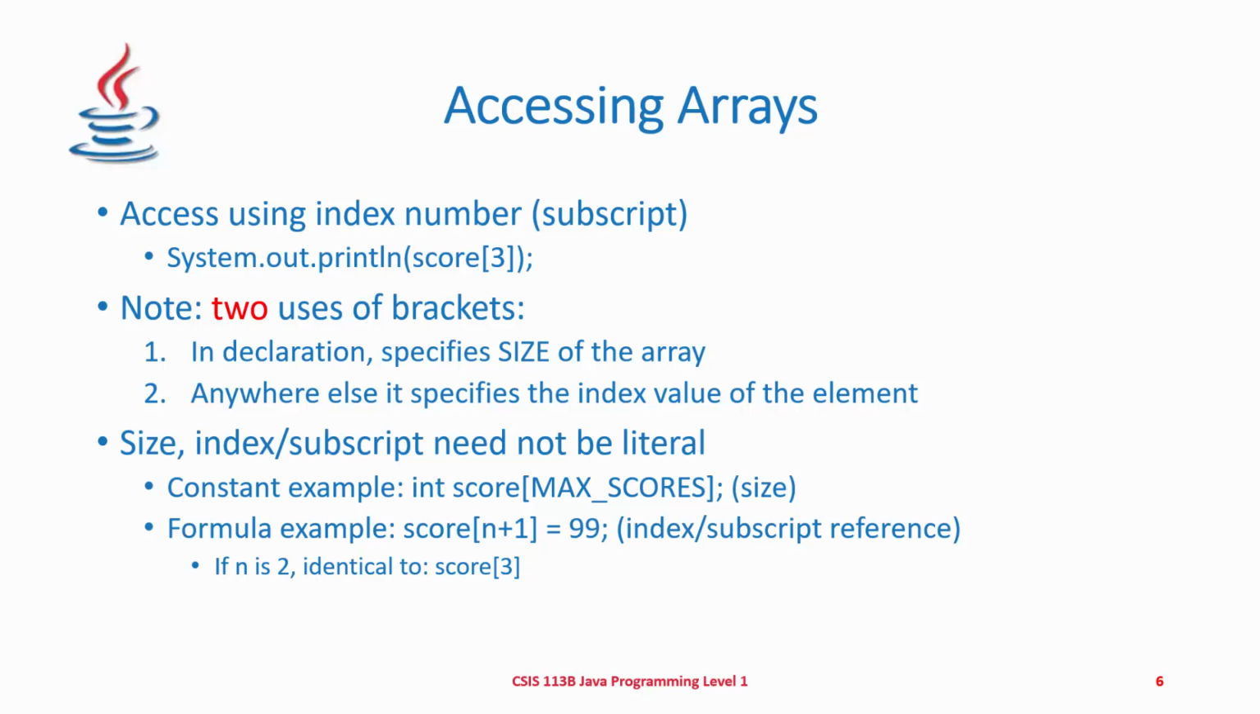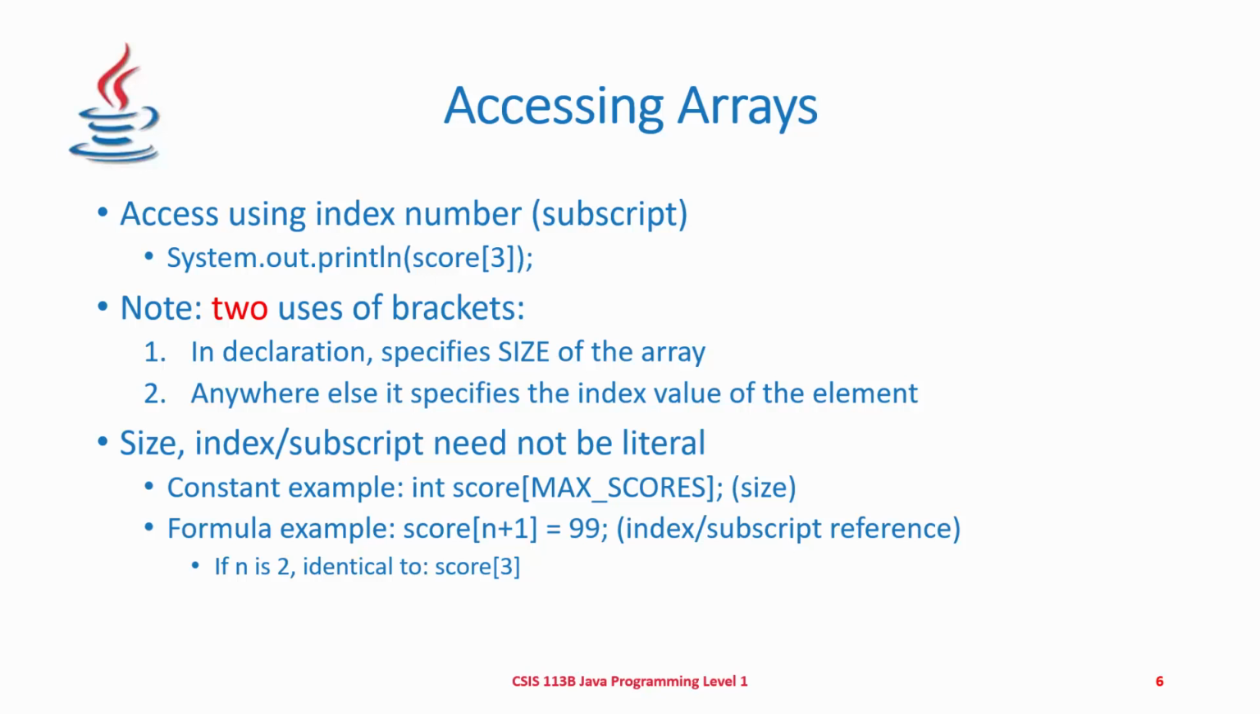Now remember that since we're starting at 0, another way to refer to that would be that we're getting the value from the fourth element in the array named score. Now, when you don't have a lot of experience with arrays, it may be kind of confusing for you at first. There are two uses for the square brackets.